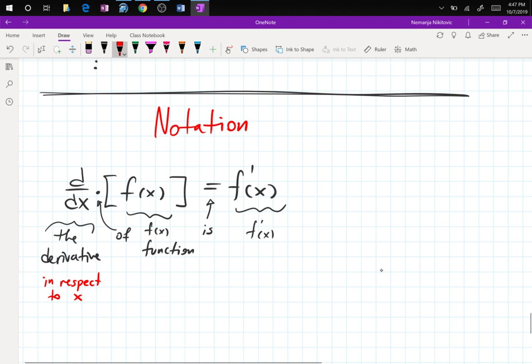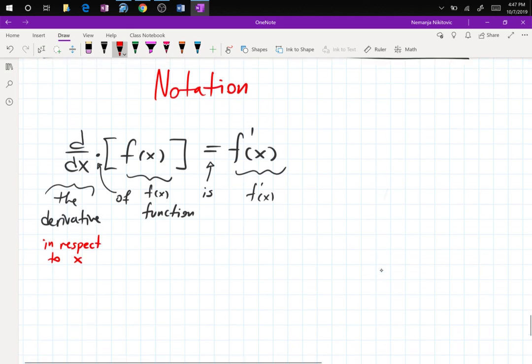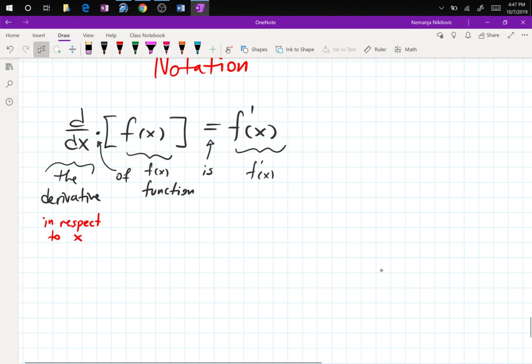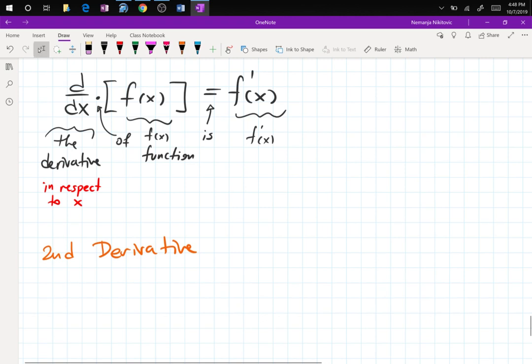Now this is going to play a huge role in Calc 3 when you have mixed partial derivatives and all these kind of things, so you have to be very careful. Over here generally it's always the same variable because it's a single variable. So what's happening now if I have a second derivative and more? Now if I have a second derivative, f double prime of x is denoted as d squared dx squared of f of x.